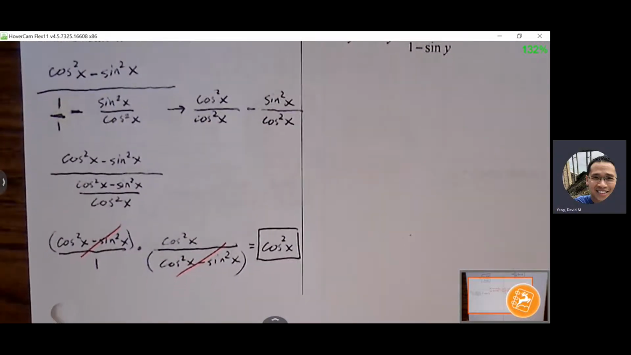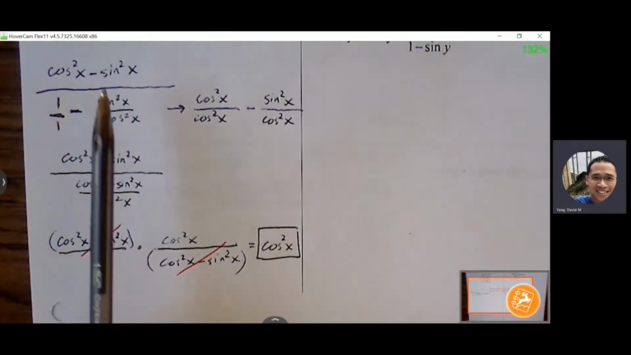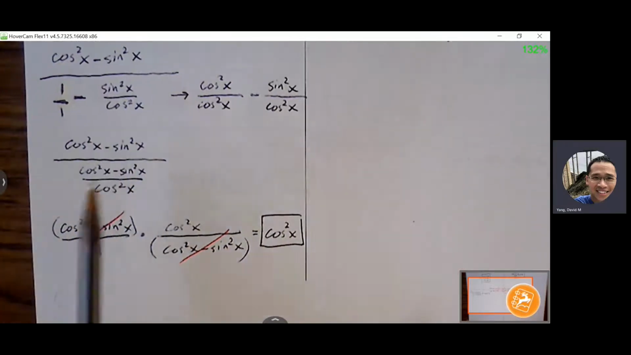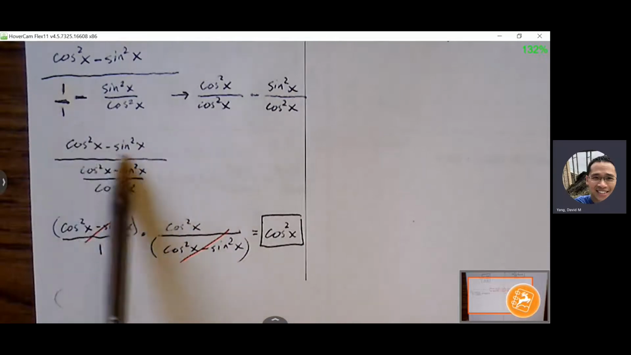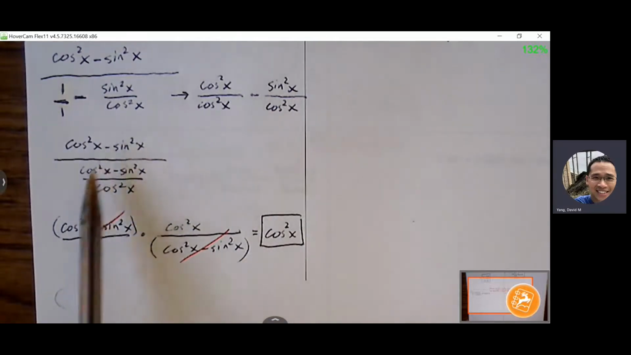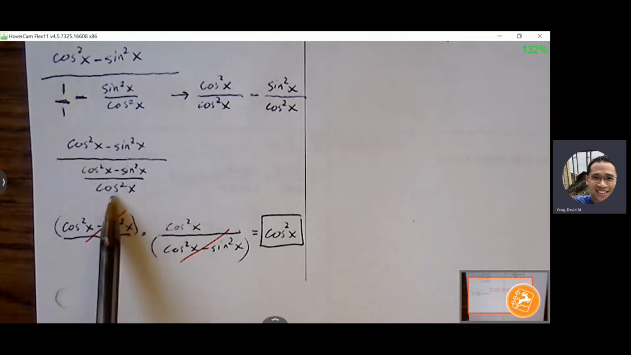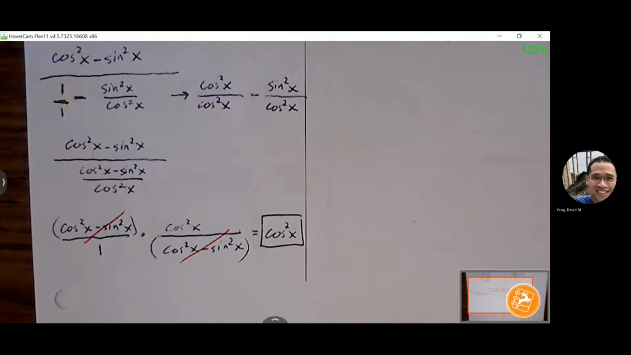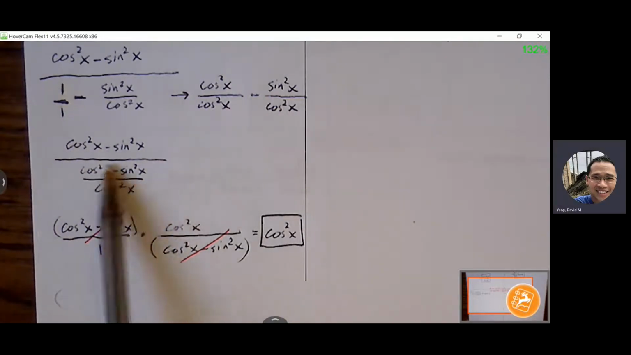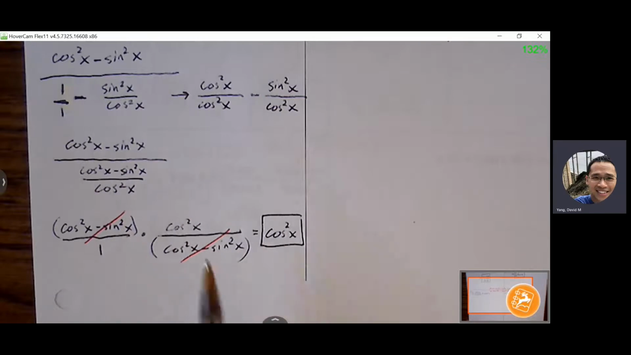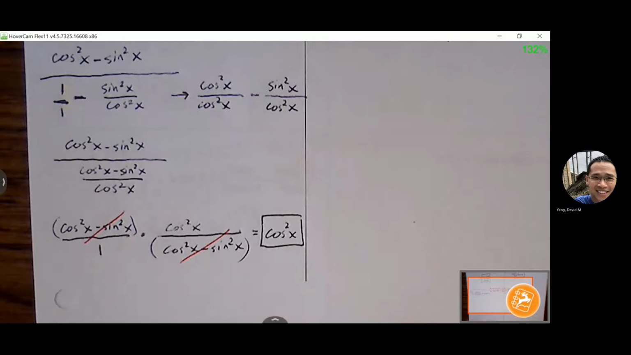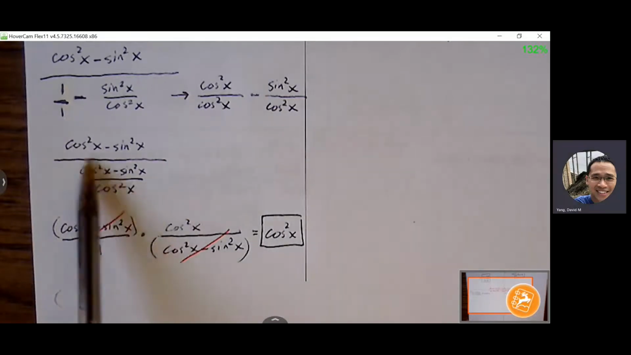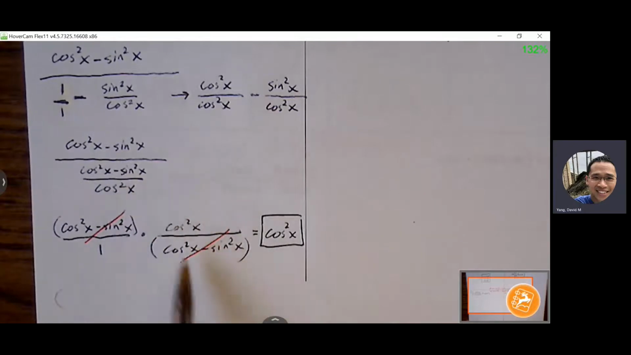Can you explain how you went from the big fraction to the multiplication? Sure. So I'm dividing this by this, right? Dividing by a denominator is the same thing as multiplying by the reciprocal. What's the reciprocal of this denominator? It's cosine squared over cosine squared minus sine squared. I'm just flipping this denominator up, and as I flip it up, I have to change the order.